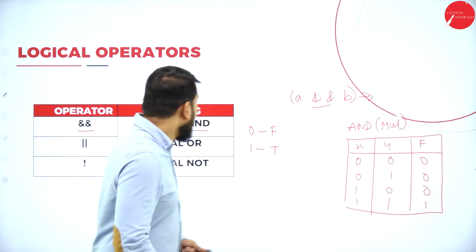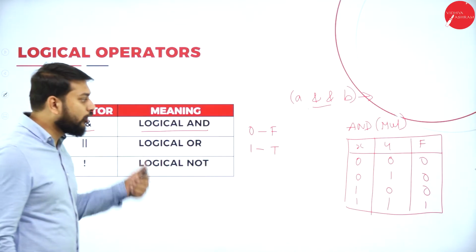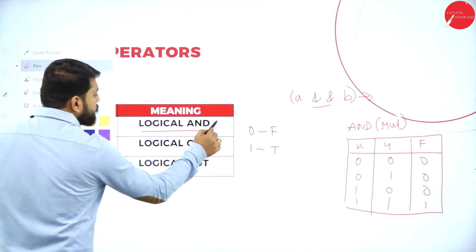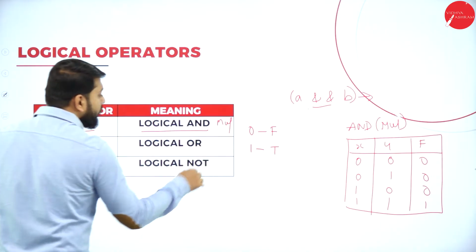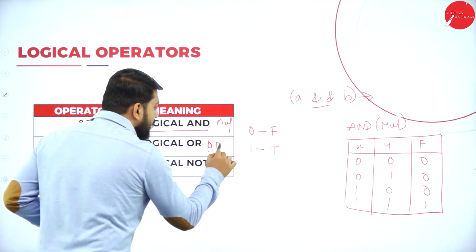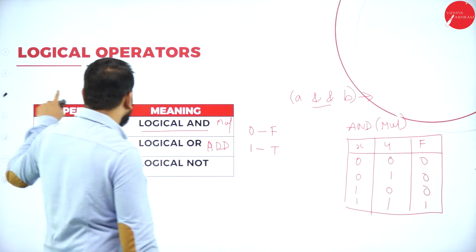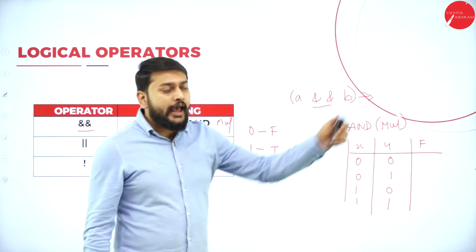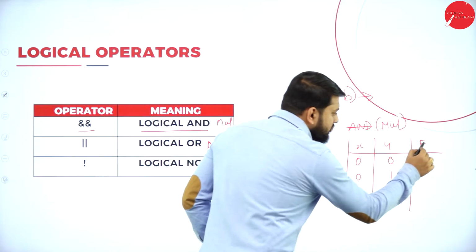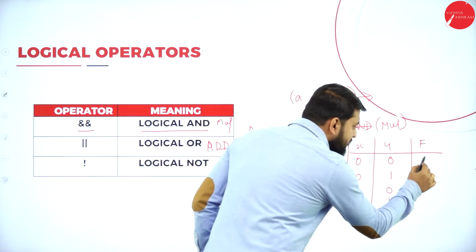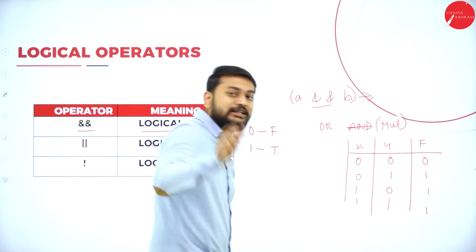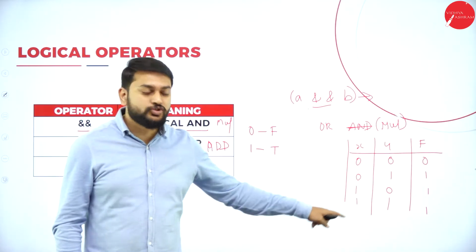In the same way, I have logical OR. What will I perform? Please understand, I will perform addition. So here for AND, I was performing multiplication. Here, addition. So please write down, this is addition. Let me show you how I perform addition. This is not for AND, this is for OR. 0 plus 0, it is 0. 0 plus 1, it is 1. 1 plus 0, it is 1. 1 plus 1 in binary, it is 1. I am performing binary addition, that's why it is 1.